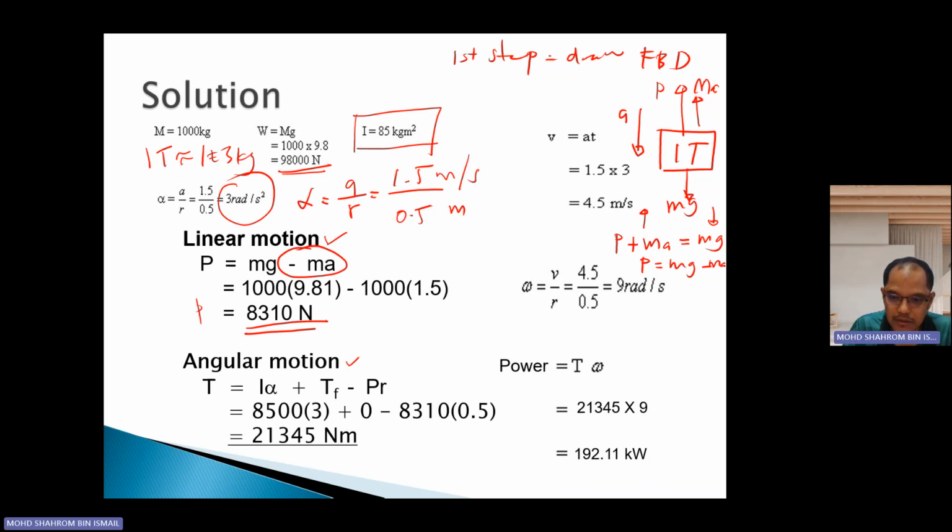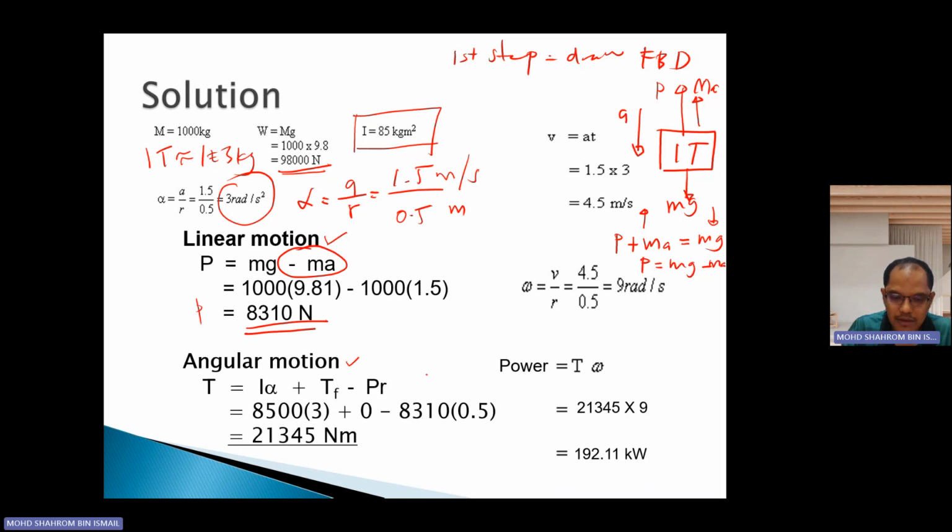Now we're going to solve for the angular motion. You cannot solve the angular motion without solving the linear motion first, since the input for the angular motion comes from the linear motion. So the formula for the angular motion is T, the torque, equivalent to I alpha, inertia multiplied by angular acceleration, plus torque friction, and then minus PR.